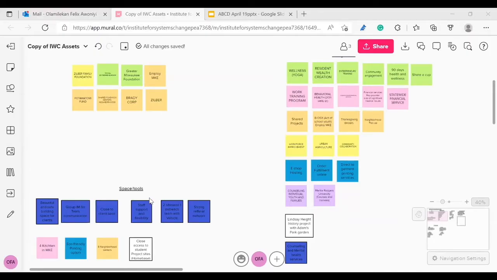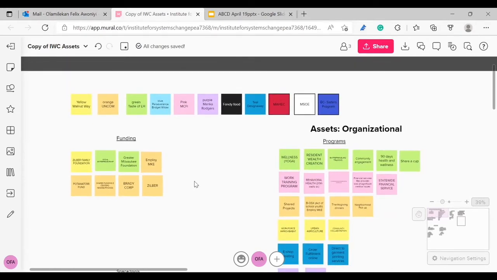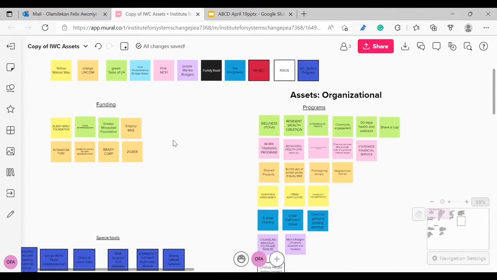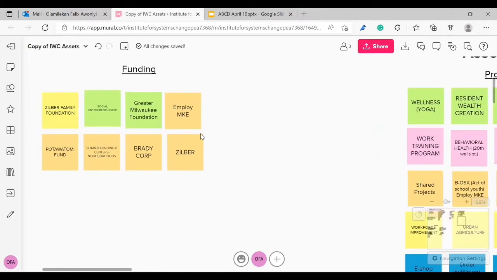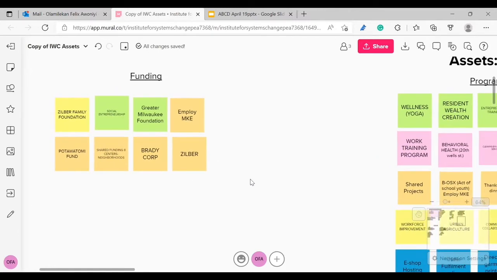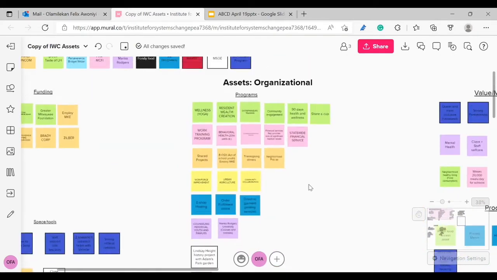This software is called Miro, and what you can see up there is the legend, which represents the 11 organizations that we're dealing with, which are the 10 nonprofits in the IWC and also Walnut Way itself. We try to bring out the assets from the interviews, the icebergs, and the focus group meeting that we had. What we derive from there are their sources of funding. If you look closely here, you will see the Zilber family, social entrepreneurship, and others as a part of funding. And we pulled out the programs that they do too.